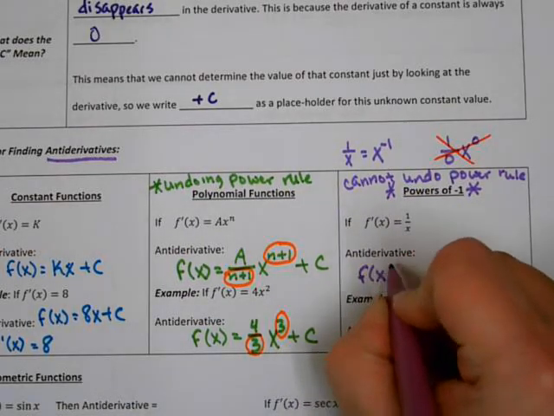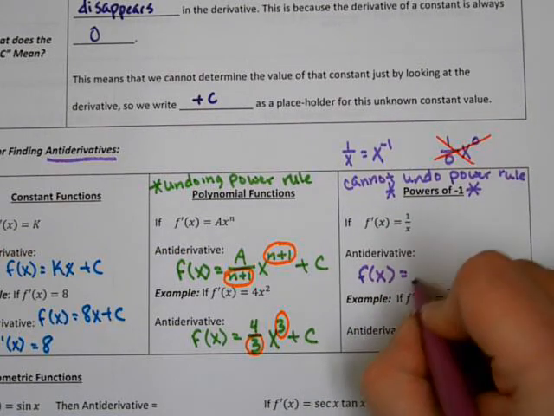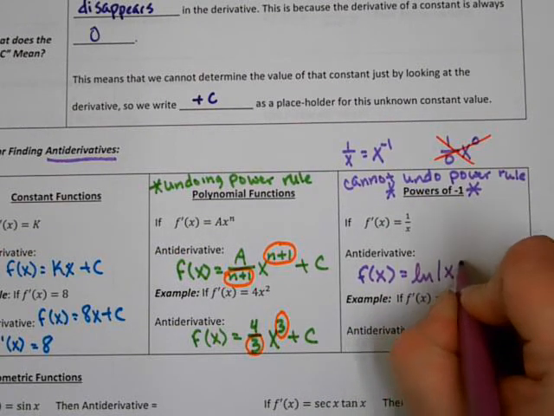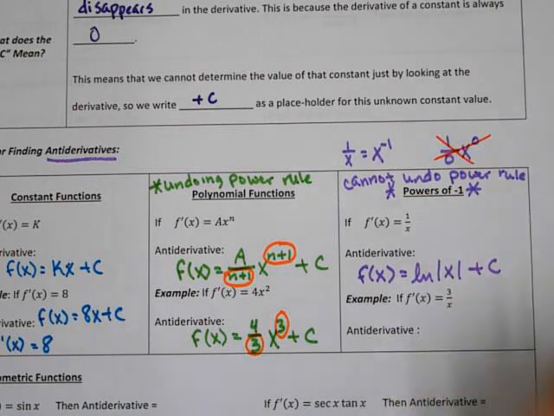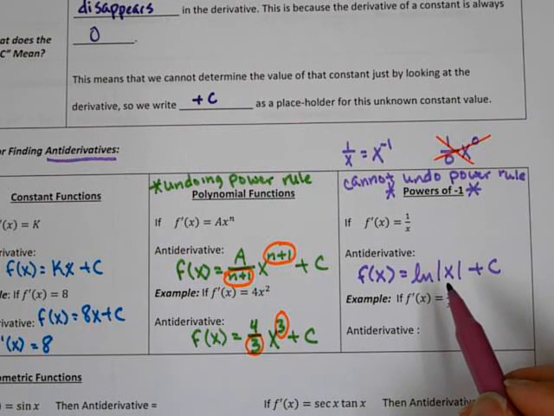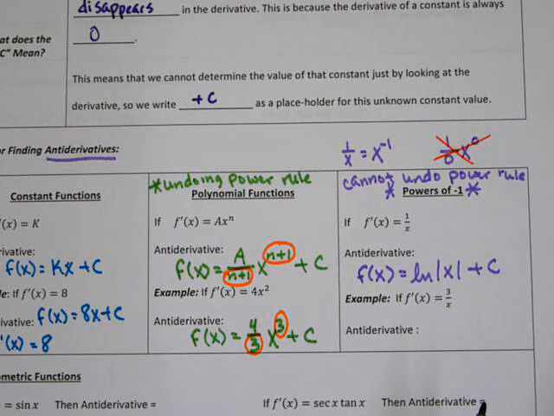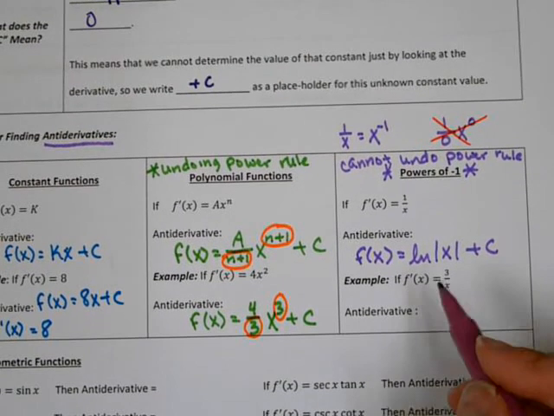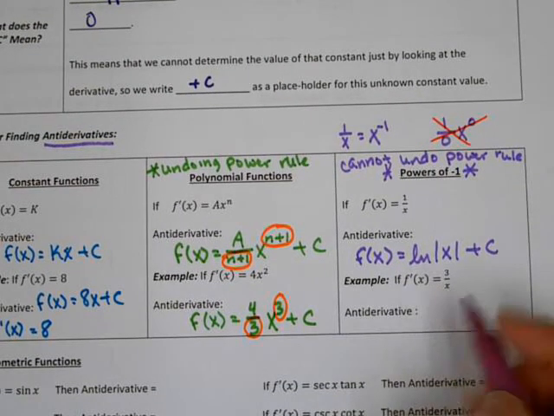So the antiderivative here is f of x equals the natural log of the absolute value of x plus c. And yes, it needs to be the absolute value of x because we can't have negative x values inside of a log. All right, so let's take a look at this example. F prime of x is equal to 3 over x.